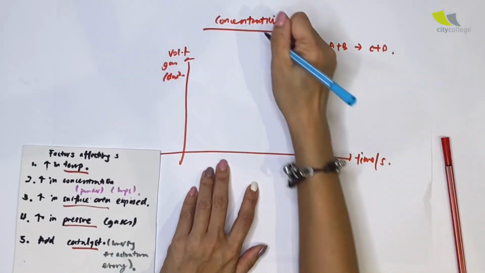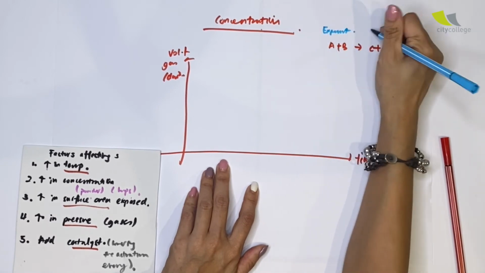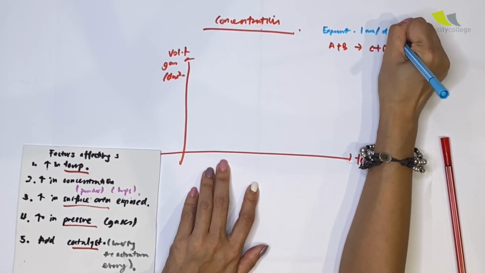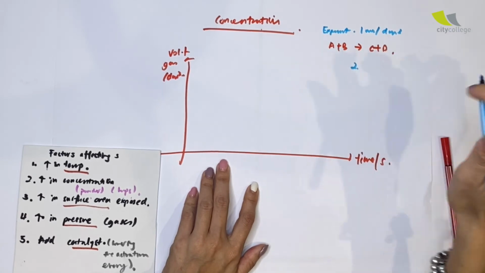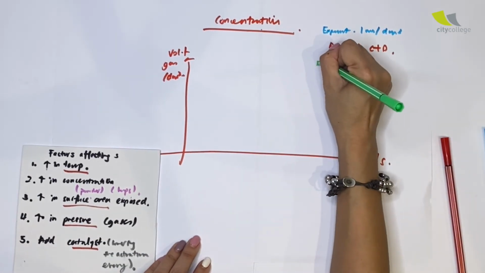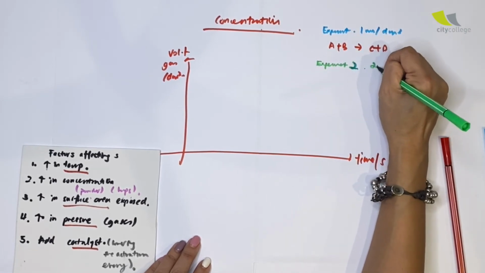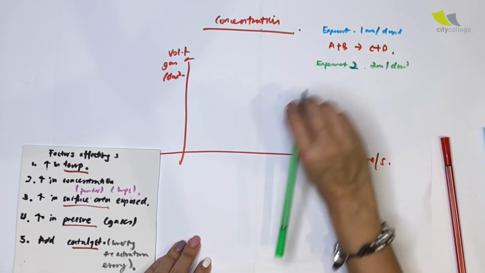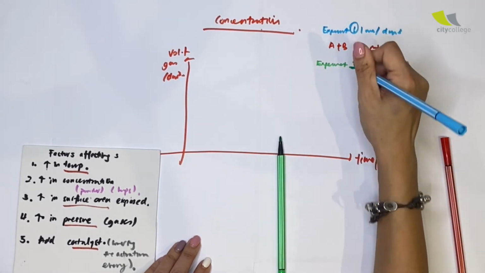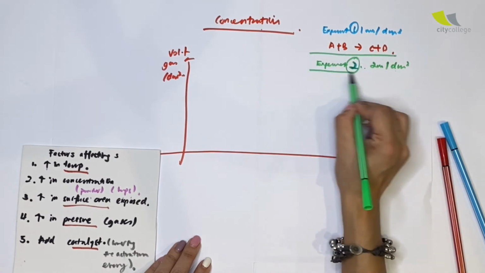Now, imagine the concentration for the first experiment is 1 mole per dm³. The second experiment, let me use another color. For experiment 2, instead of using 1 mole, I'm going to use 2 mole per dm³. So this is experiment 1. This is experiment 2. Now imagine, how do I make sense out of this?